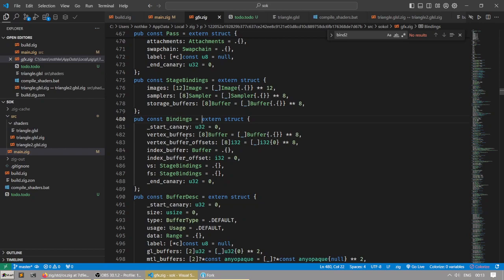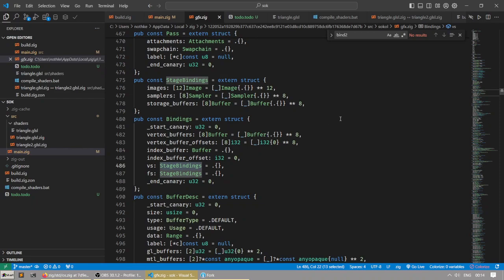That is because that seems to be hard-coded by Sokol. There it is. Yeah, well, here are the images. You were talking about images. Yeah, in each of the stage bindings, you can have up to 12 images, 8 samplers, and 8 storage buffers.